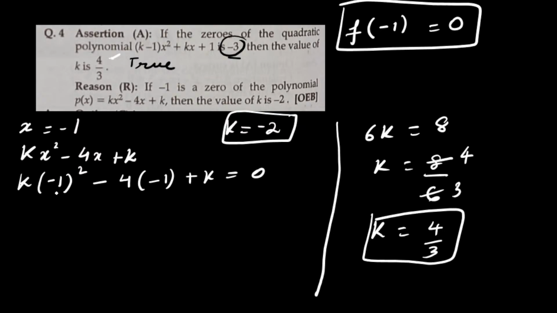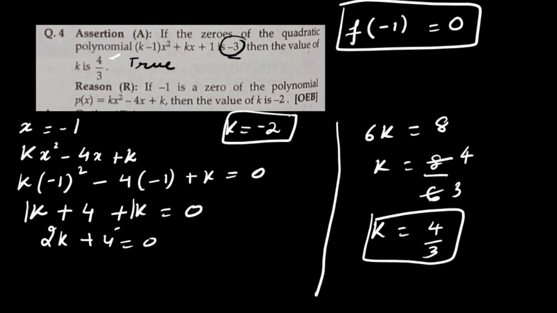Like this we have to write. So I'll just find now the value of k. So minus 1 square is 1 only, so k into 1 is k. Minus 4 into minus 1 is plus 4, minus into minus is plus. So k plus 4 plus k is equals to 0. Now k and k are like terms, so 1k plus 1k is 2k plus 4 is equals to 0.